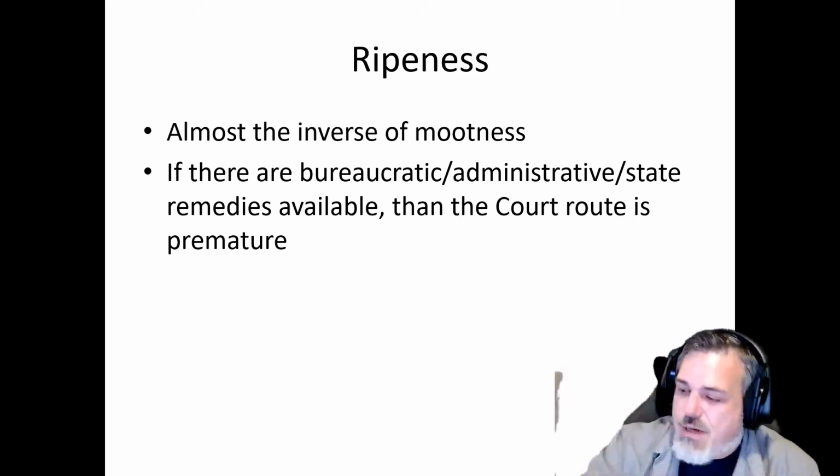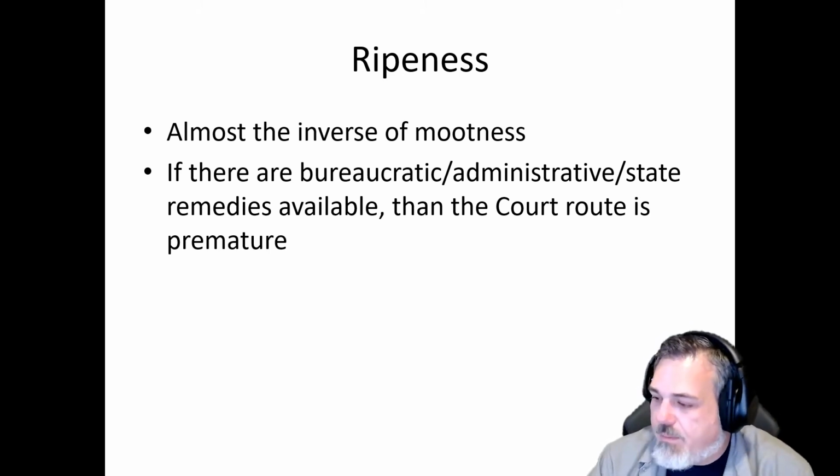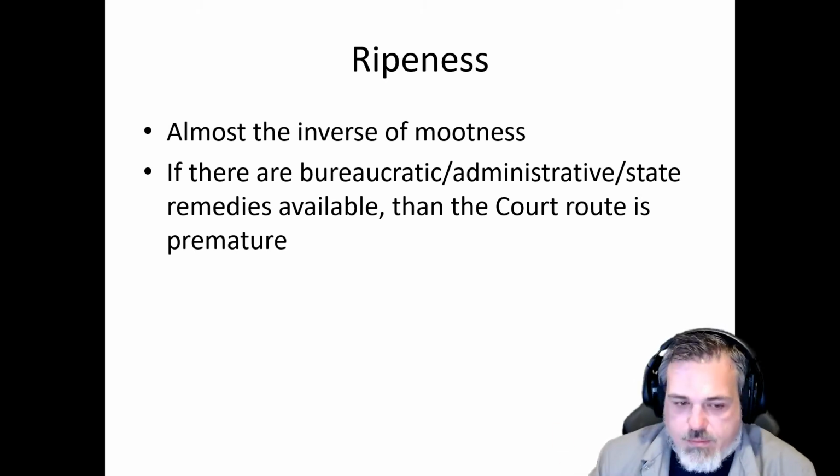Take that and extrapolate it much broader, and that's this issue of ripeness. If you simply have not exhausted bureaucratic and administrative and state-based remedies, then the judiciary is simply not the appropriate venue for you at this time. You should try other mechanisms that are available.